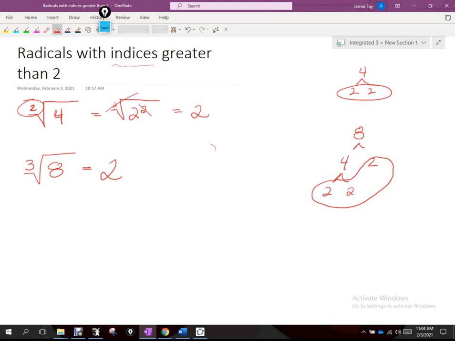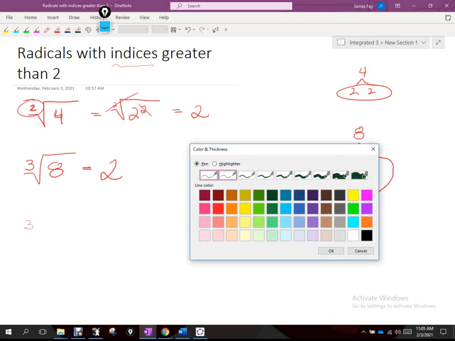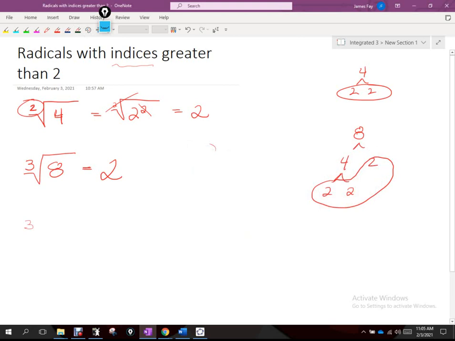Okay. So let's do this one. Cube root of 16. So now we're going to take our 16. We're going to break it down to 2 and 8, or if you want to go 4 and 4, that's fine as well. And then you go down to 2 and 4, and then you go 2 and 2, right?